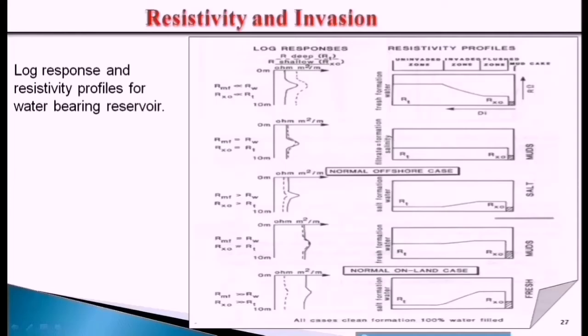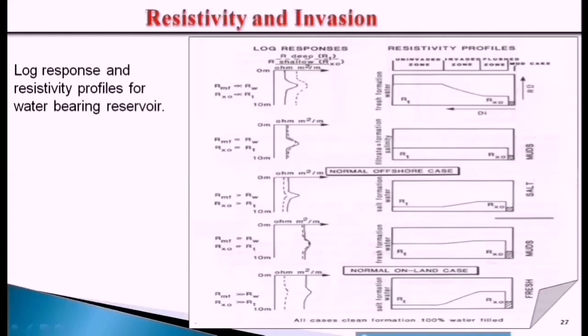In some cases, if we have the same value of RXO and RT, that means the resistivity of the mud filtrate is equal to the resistivity of the RW, or the salinity of the drilling fluid is close to the salinity of the formation water. And in this case, we will see the deep and the shallow repeat each other, so they overlay.